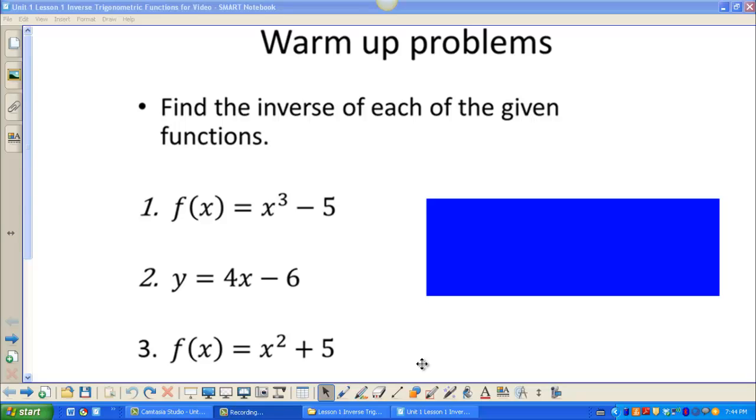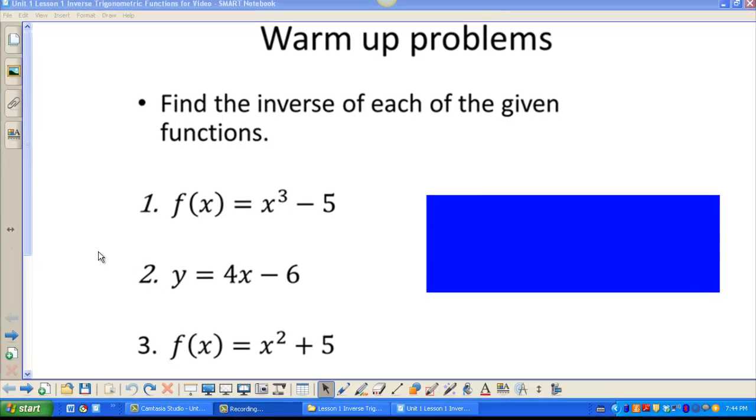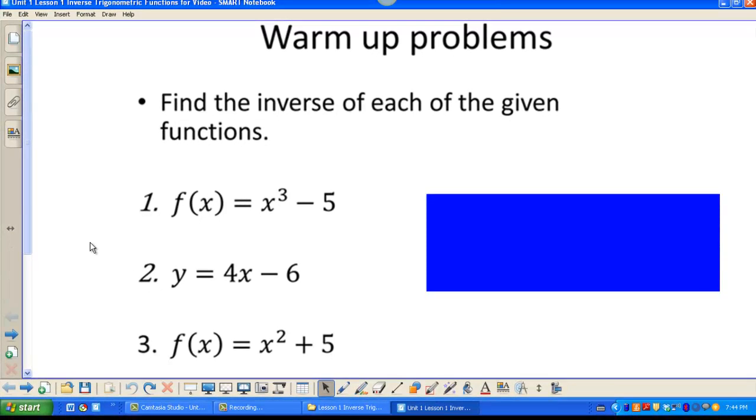Welcome to Unit 1, Lesson 1, Inverse Trigonometric Functions. Before we start the trig part of this lesson, let's remind ourselves what an inverse function is.